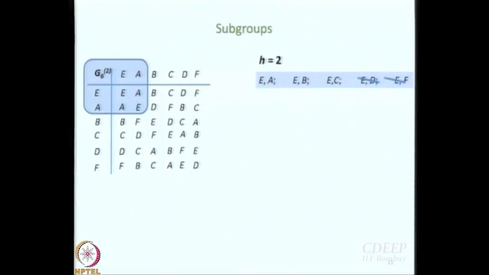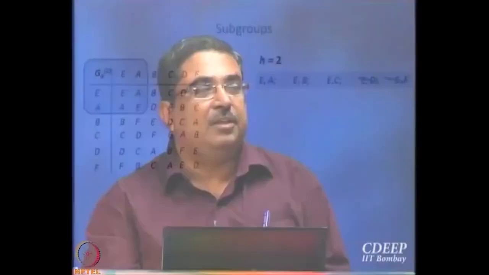Okay, what about C? Let's see. What is CC? CC is E. There is no problem with that. Okay? So I can write E C, and that will be a subgroup. No issue with that. What about EB? What is BB? It is E. So, no problem. So, I have 3 subgroups of order 2, right?